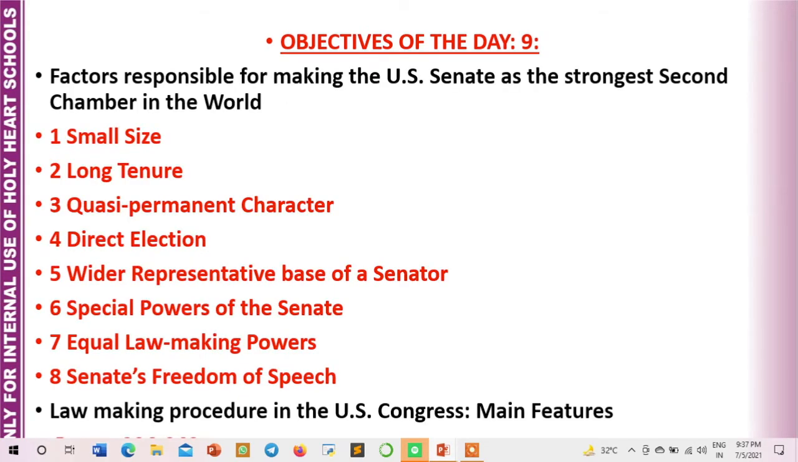The other objectives are factors responsible for making the US Senate the strongest second chamber in the world. Under this, I will talk about 8 points, that is small size, long tenure, quasi-permanent character, then direct election, wider representative base of a senator, special powers of a Senate, equal lawmaking powers, Senate's freedom of speech. And finally, I will talk about lawmaking procedure in the US Congress, that is its main features I will talk.